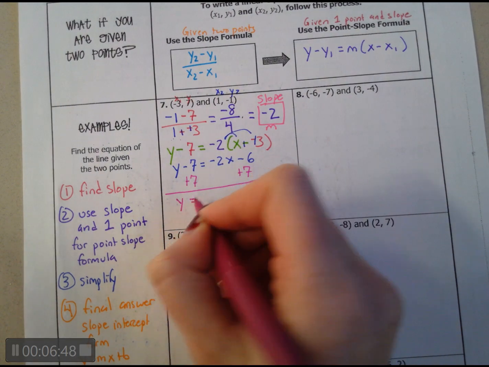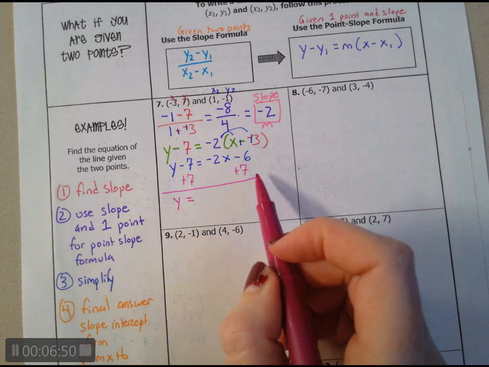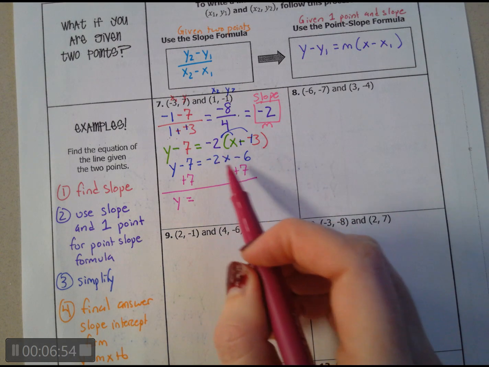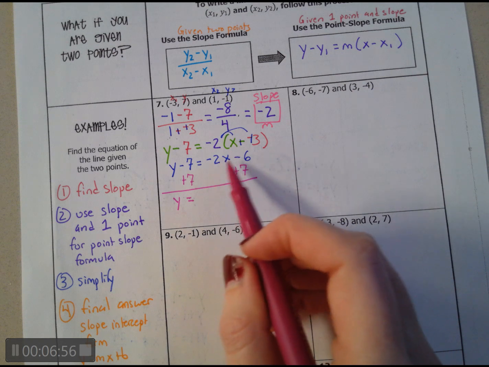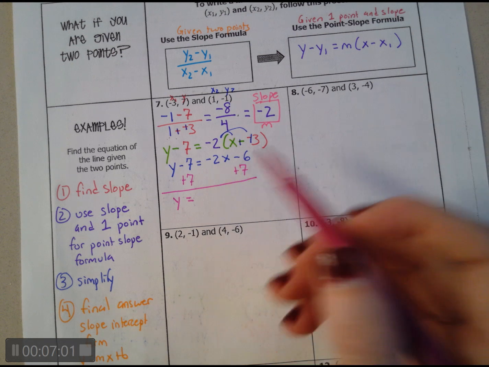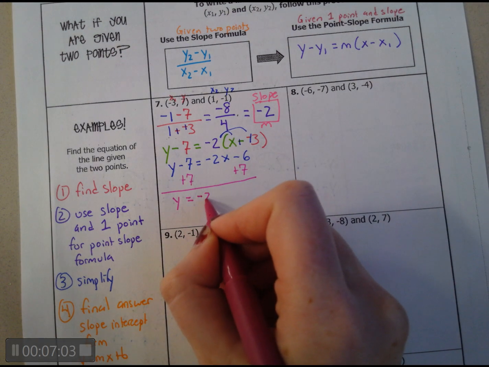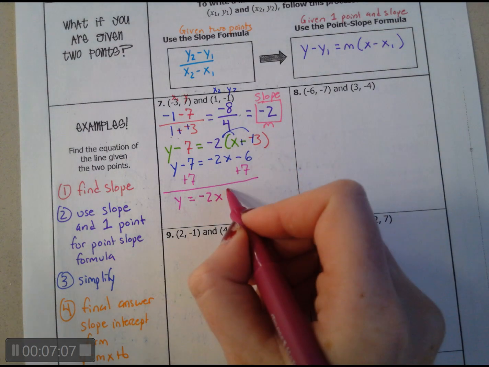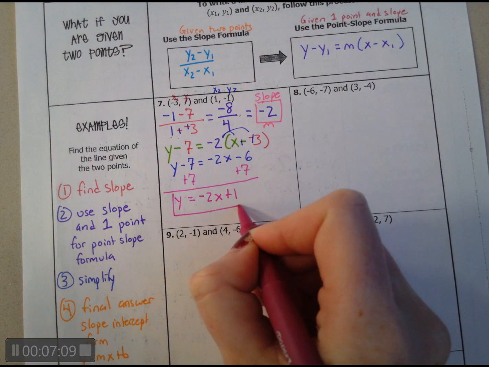So then we get y equals, remember, -2x and 7 cannot be combined because they both do not have this x. Only our -2x has the x. Our 7 is just a whole number. Okay? So it's a constant, -2x. And then -6 plus 7 will give me a +1.